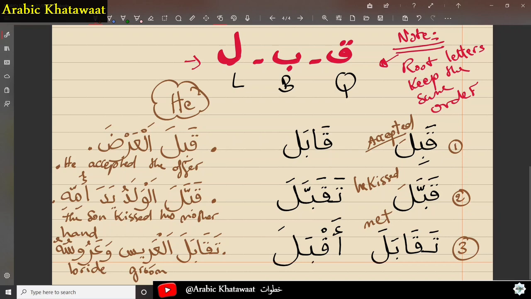So قابل, this meeting, one person meeting another person. But تقابل, two people meeting each other. But قابل is also meet and he met, but one person approached the action of meeting. We can say قابل المدير الموظف. See if I can write it. A new page here. I'll just clean this part, that way you can see.